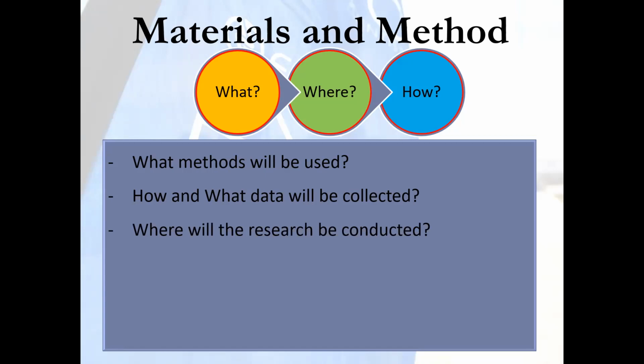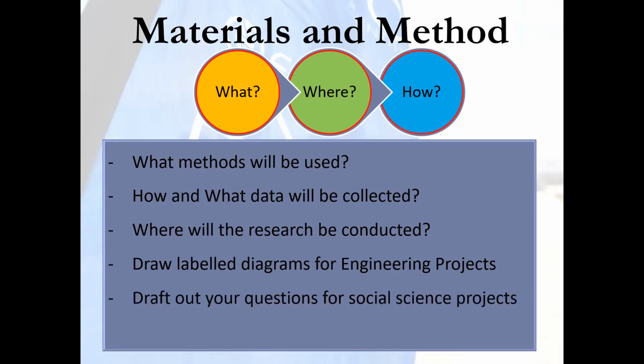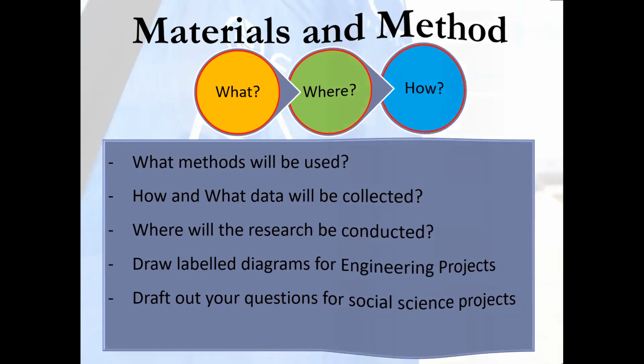This is why I was saying if it's at school, it means you're going to conduct the research at school. If you're looking at the river, in the community, or the ocean, then your research will be different. And what data you collect will also be different. So if it's an engineering project, under method, make sure you have a labeled diagram. If it's a social science project, draft out your questions under the section of method. The teacher must have a look at the questions, right?